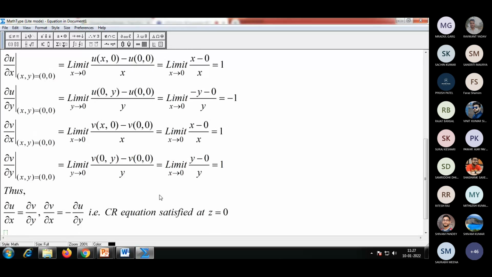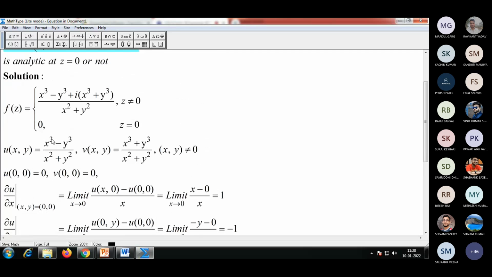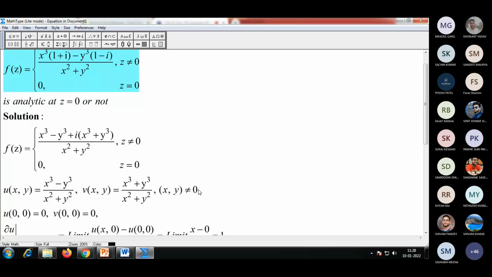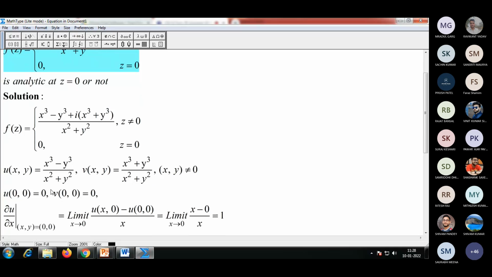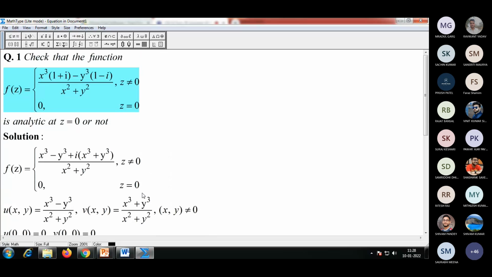It should be continuous and the partial derivatives should also exist. Yes, so it means the real and imaginary parts should be continuous at the origin and partial derivatives should exist. So partial derivatives are existing at that point. But is the function continuous at the origin? So you should check it.